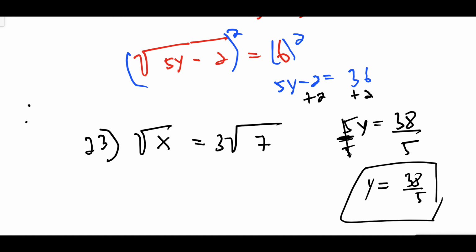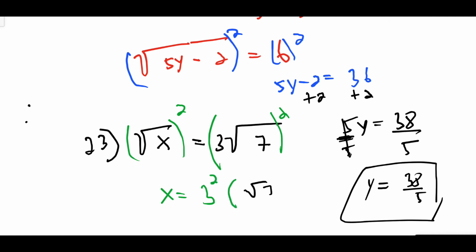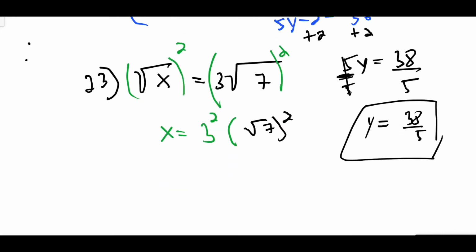Exactly. So X equals 9 is right. You get a 3 to the power of 2. I'm going to do the baby step right here. And it's going to be root 7 squared. It's 9 times 7. Hold on. X equals 9 times 7.